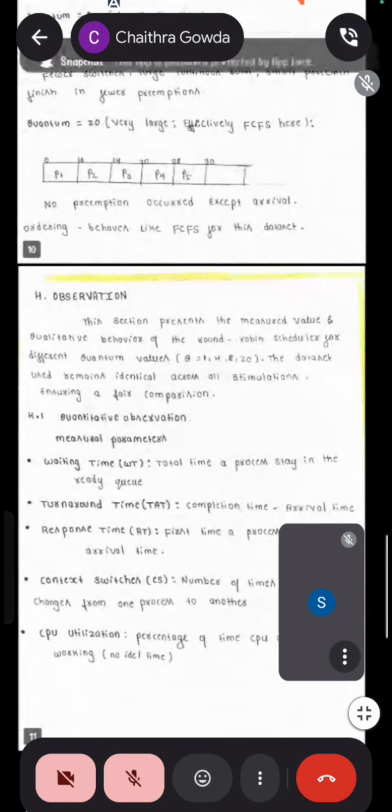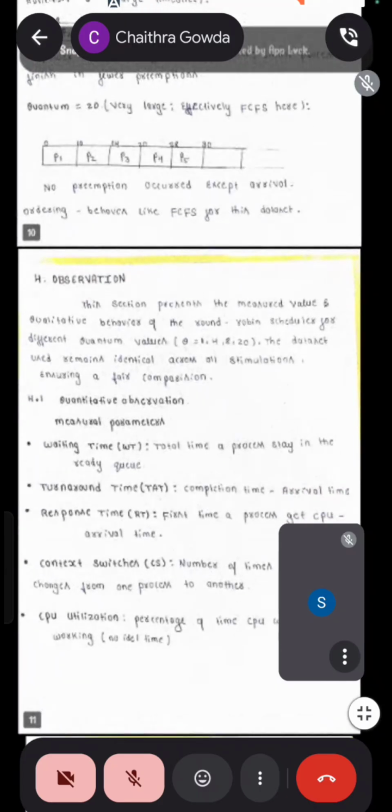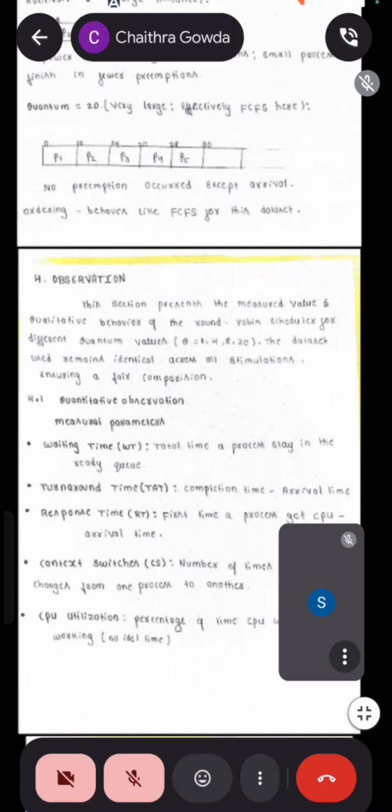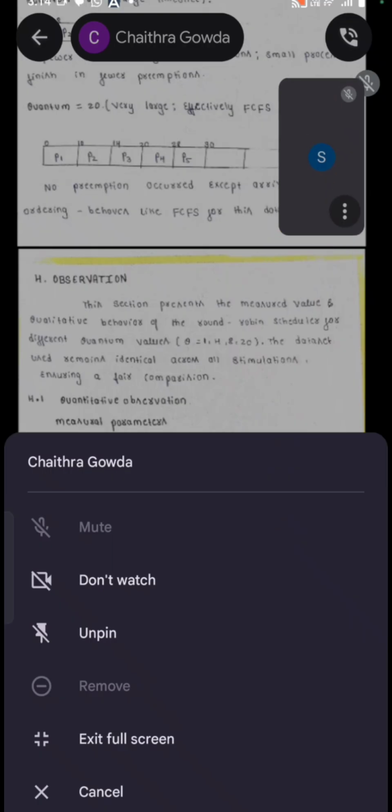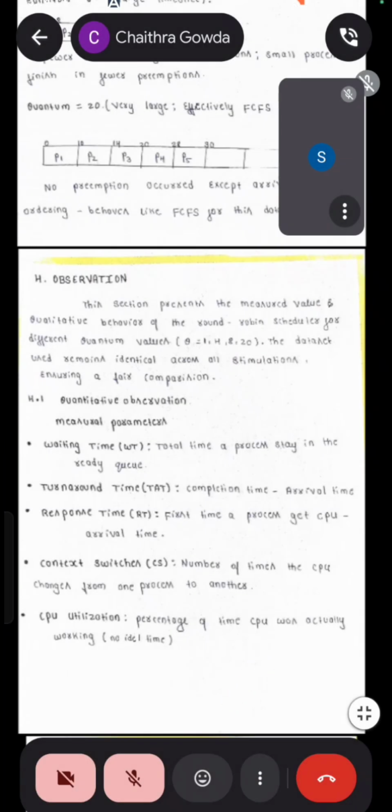Observation. Here I am going to explain the quantitative observations, measured parameters. Waiting time, WT, is the total time a process stays in the ready queue. Turnaround time, TAT, is completion time minus arrival time. Response time, RT, is the first time a process gets the CPU minus arrival time. Context switches, CS, is the number of times the CPU changes from one process to another. CPU utilization is the percentage of time the CPU was actually working, with no idle time.